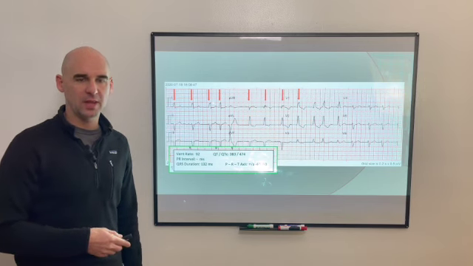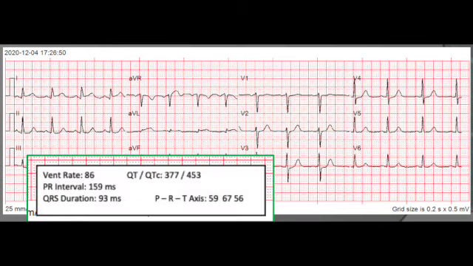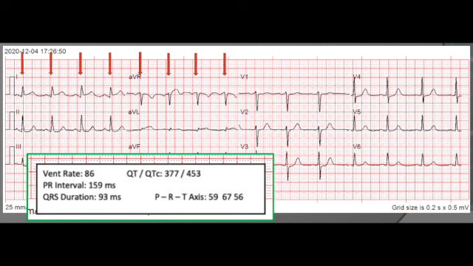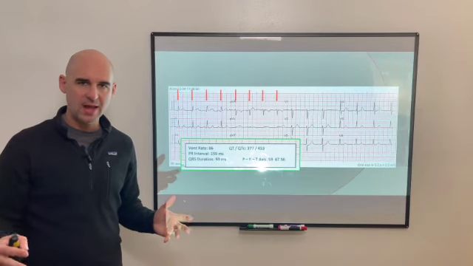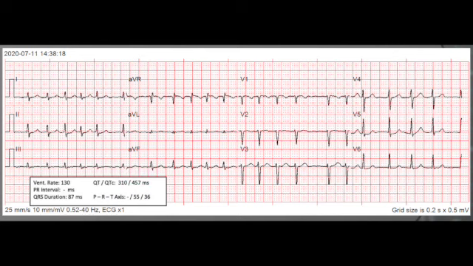Our next one here, again, our eyes are going to go straight toward rate. We've got a rate of 86. We march out our complexes, and we've got a regular rhythm here. So normal rate, again, we can look for ischemia. We don't have to slow the rate down. We know that's not too slow, and we've got a regular rhythm here. Another one here.